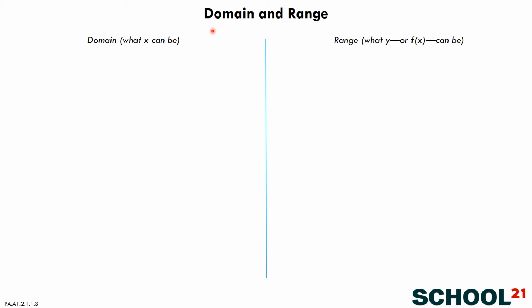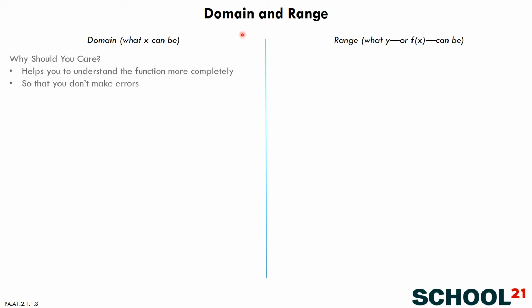Okay, so domain is what x can be, and range is what y can be, or if you're using function notation, what f of x can be. A good question is, why should you care? It really does help you to understand the function or the equation more completely, and it helps make sure that you don't make any errors.